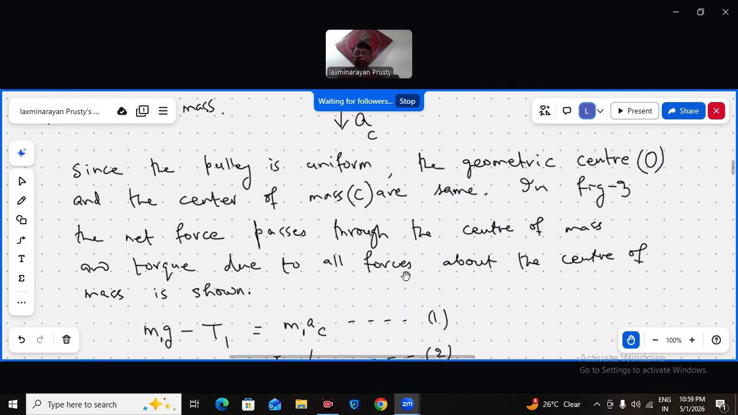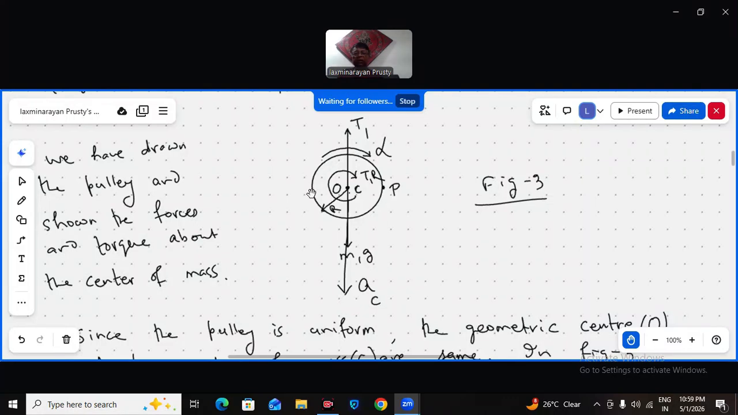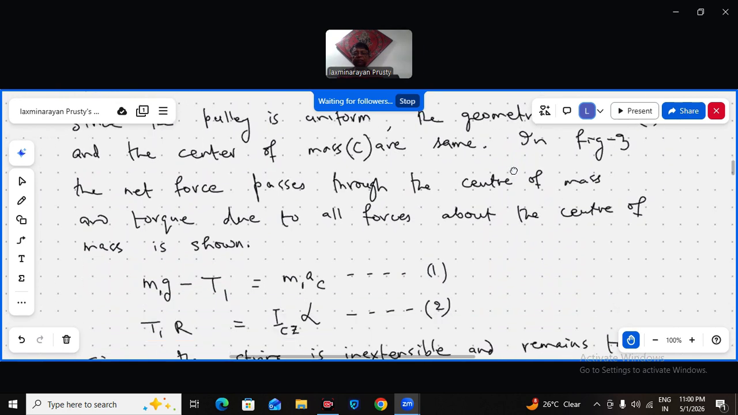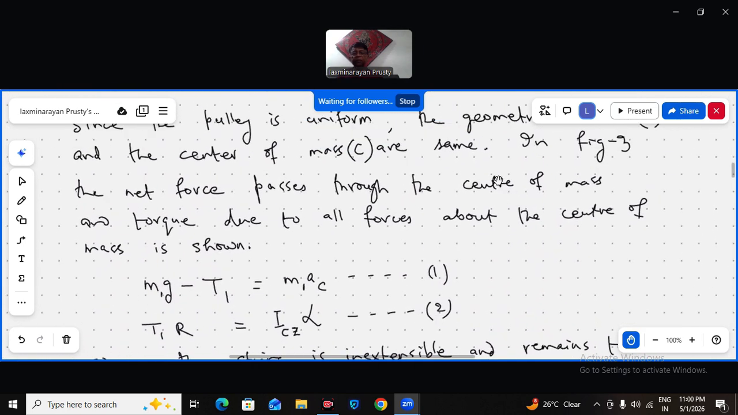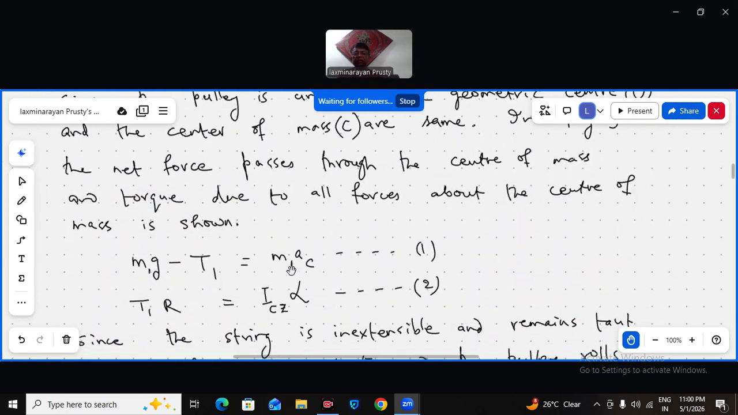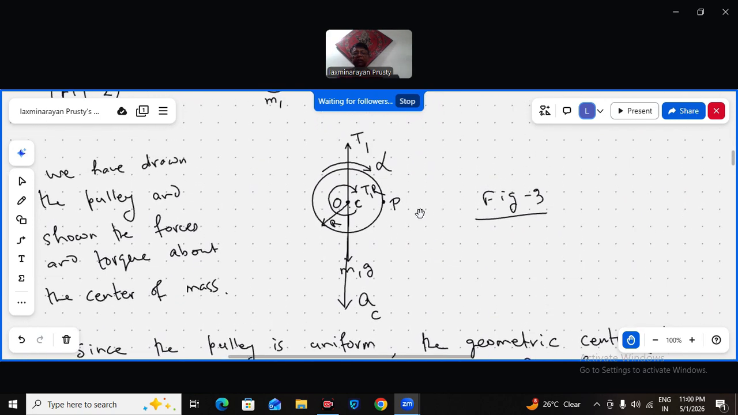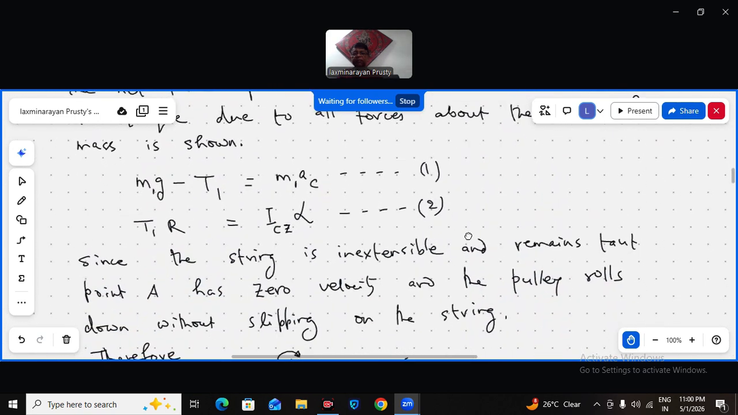So in figure 3, the net force I have shown passing through the center of mass is m1g and T1, but T1 was acting here, so it was shifted here. The corresponding torque due to T1 about the center of mass, T1R, I have shown in a clockwise manner. So alpha becomes clockwise. Let's write Newton's law. Net force in downward direction: m1g minus T1 is equal to m1 into AC, downward. AC is downward, I have shown it as AC. So m1g minus T1 is equal to m1 AC.